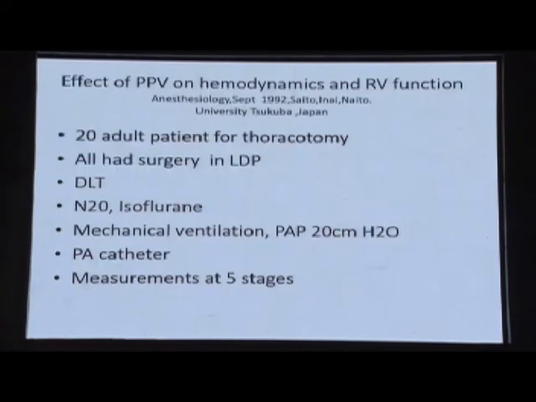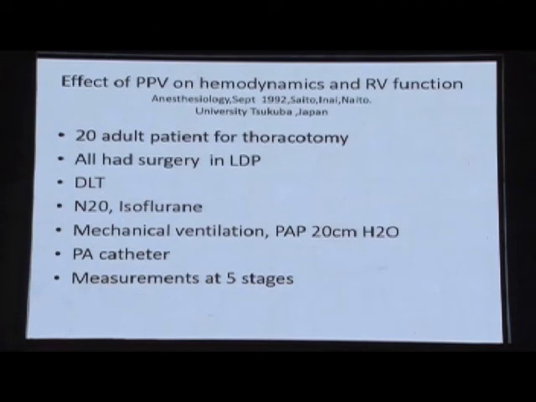So this was one of the studies done, published in Anesthesiology in 1992. This was a Japanese group of people who had done the study. What was the effect of positive pressure ventilation on hemodynamics and right ventricular function? And they looked at 20 adult patients for thoracotomy. All had surgery in the lateral decubitus position. Everybody had a double lumen tube.